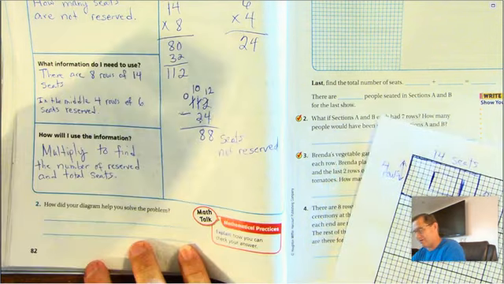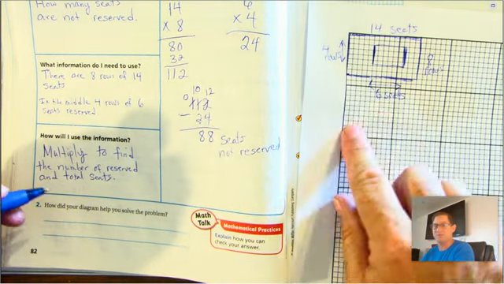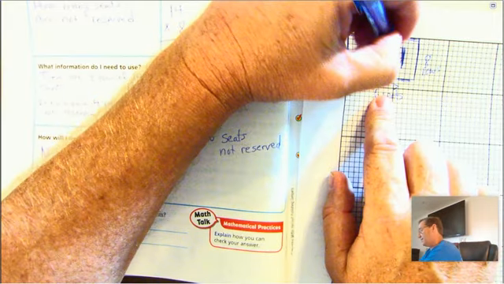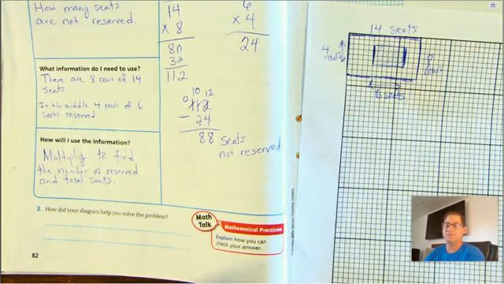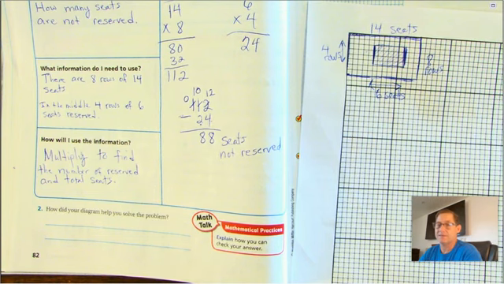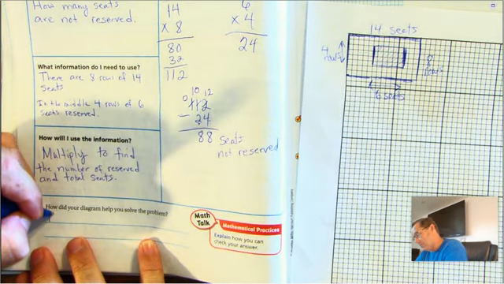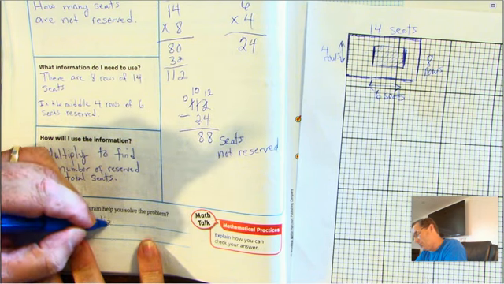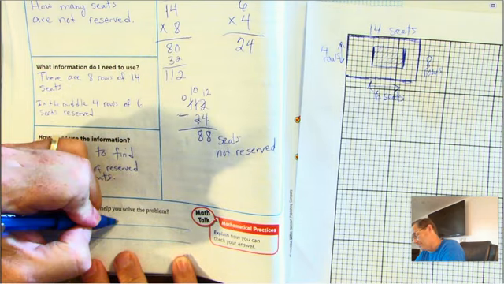And so how did the diagram help? Well, the diagram just helps me see a picture of what they're talking about. Okay, so this little middle section here, it wasn't open to the public in a sense. Somebody else had already chosen those seats. They were given those seats. So it helps visualize or picture the problem.